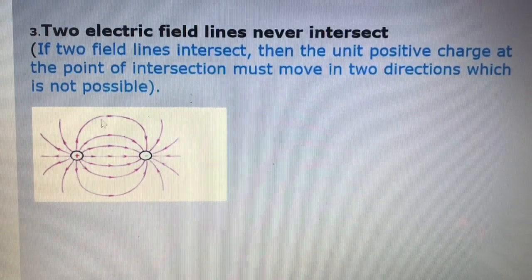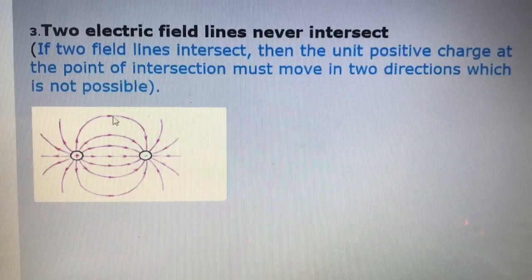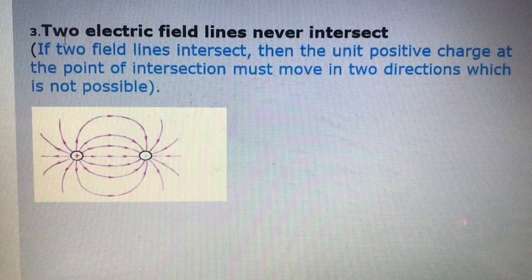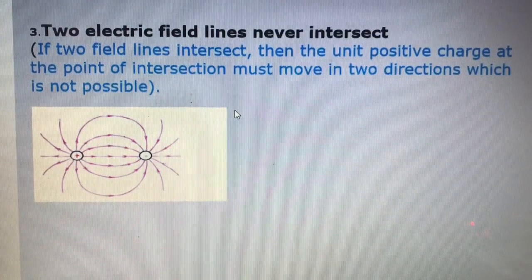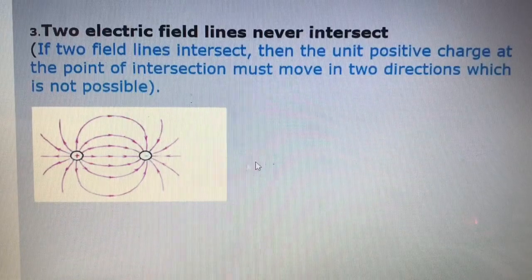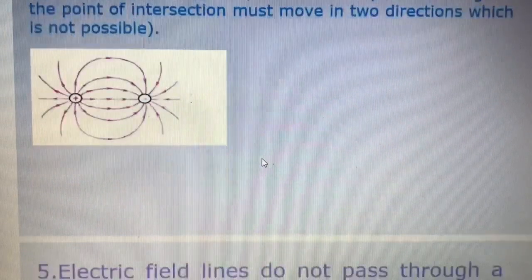Here in this diagram you can see this. No electric field lines intersect here. Two electric field lines never intersect. If two field lines intersect, then the positive charge at the point of intersection must move in two directions. It is not possible. It always moves in only one direction, that is positive to negative. Electric field lines always move from positive charges to negative point charges. Two electric field lines never intersect.